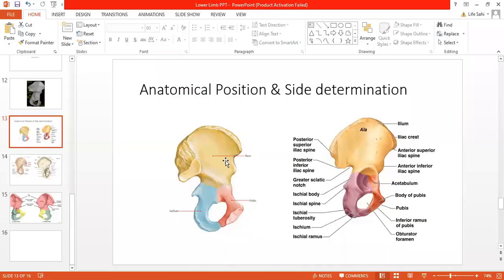The next thing is to understand how to determine the side of the hip bone, whether it belongs to the right side or the left side of the body. To understand side determination of the hip bone, we again need to know some bony features. First of all, as I mentioned earlier, the iliac crest is bounded anteriorly by a very sharp bony projection called the anterior superior iliac spine.